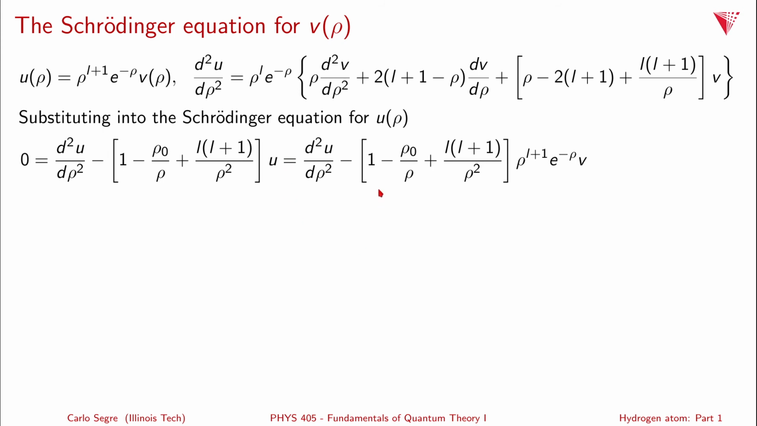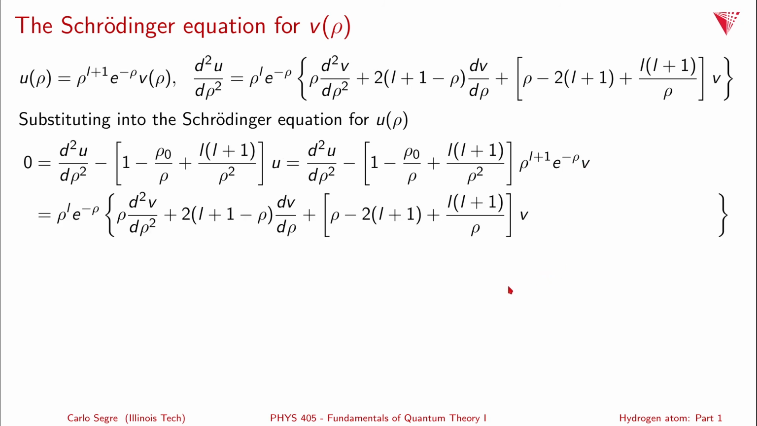All right, so the first thing I'm going to do is put the function in for this value of u. So I'm going to get d squared u d rho squared minus the quantity 1 minus rho 0 over rho plus L times L plus 1 over rho squared, times rho to the L plus 1, e to the minus rho, times v. And then I have my second term, which is this. I'm just going to write it out. And remember, it has a common term in front, which is rho to the L, e to the minus rho, and then these three terms, which have d squared v, dv d rho, and then v.